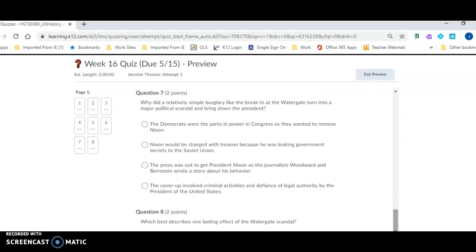Question number 7. Why did a relatively simple burglary like the break-in at the Watergate turn into a major political scandal and bring down the president? Option A. The Democrats were the party in power in Congress, so they wanted to remove Nixon. Nixon would be charged with treason because he was leaking government secrets to the Soviet Union. The press was out to get President Nixon, so the journalists Woodward and Bernstein wrote a story about his behavior. Or D. The cover-up involved criminal activities and defiance of legal authority by the President of the United States.